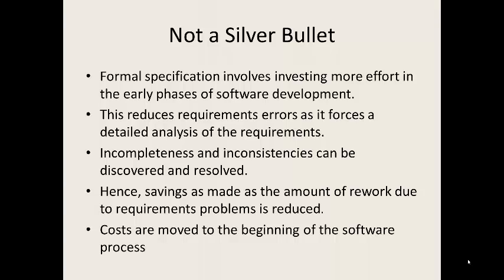Incompleteness and inconsistencies in those requirements can be discovered and resolved through the proving process. And so the savings are made in the amount of rework due to requirement problems, which you'll recall from CS460 can be up to 100 times as expensive as fixing implementation problems. So basically what you're doing is you're shifting the cost to the beginning of the software process versus putting them at the end near testing.